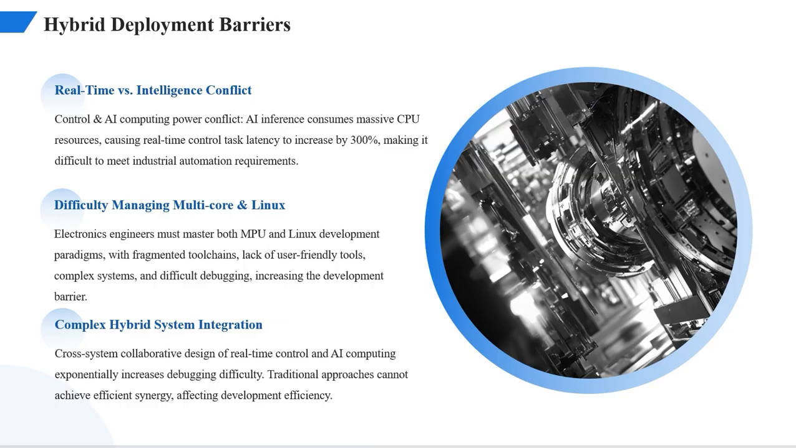And the third point is the fundamental conflict between real-time control and intelligent upgrades. This can be summarized in three dimensions. First is the control and AI computing power conflict. AI inference consumes massive CPU resources, causing real-time control latency to increase by 300%, making it impossible to meet industrial automation requirements. The second is the complexity of hybrid system integration.